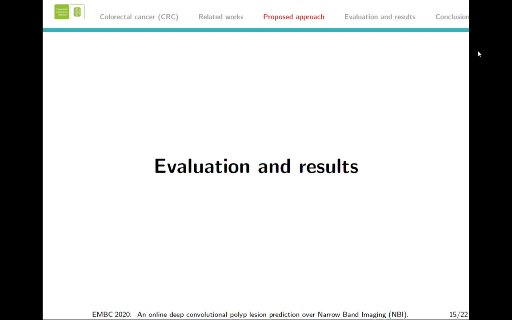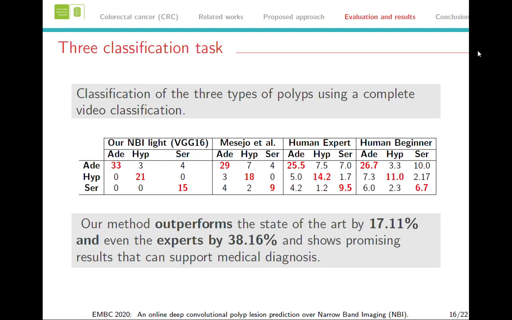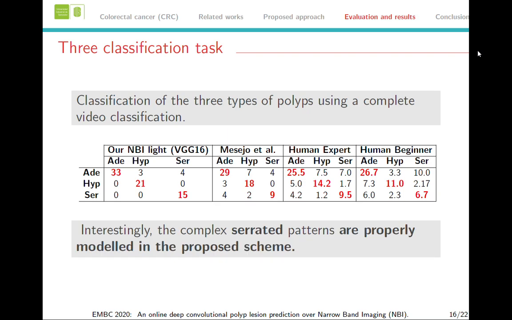So, our evaluation and results. The first task we worked on was the classification of the three main types of polyps. Our method outperforms the baseline by 17.11% and experts by 38.16%. Even more interesting, serrated patterns are properly modeled.